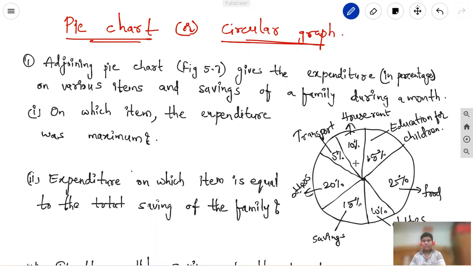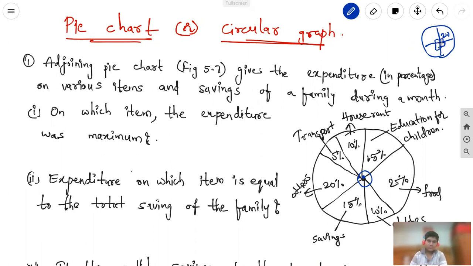Let us discuss pie chart or circular graph. If the expenditure can be derived on the circular graph in percentage basis, we know that the circle makes a 360 degrees angle. Then the 360 degrees angle can be divided into four parts. Those four parts are 90 degrees, 90 degrees, 90 degrees, 90 degrees. If we are taking 100 percentage, then the four parts mean 25 percentage, 25 percentage, 25, 25, it makes the 100 percentage.